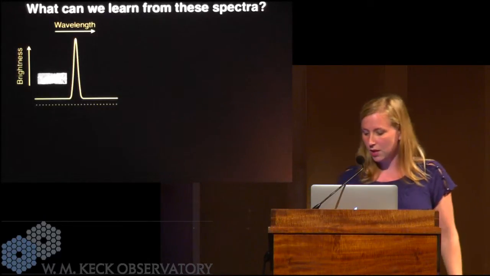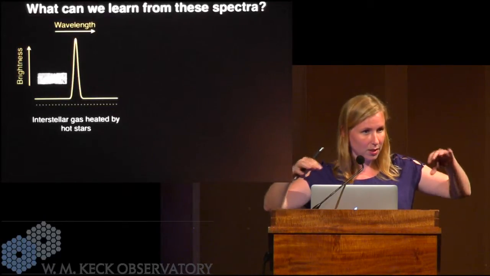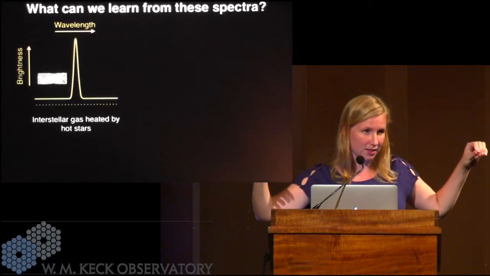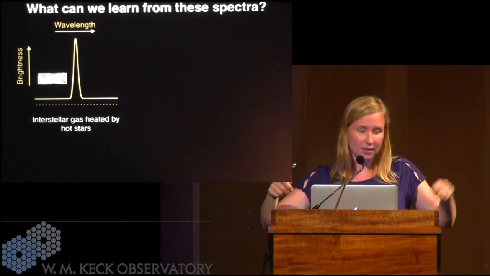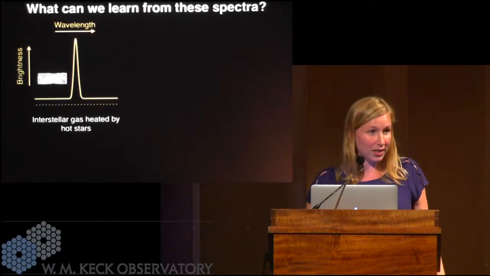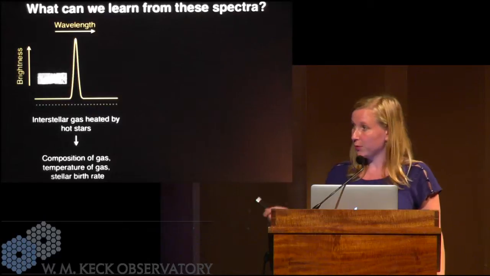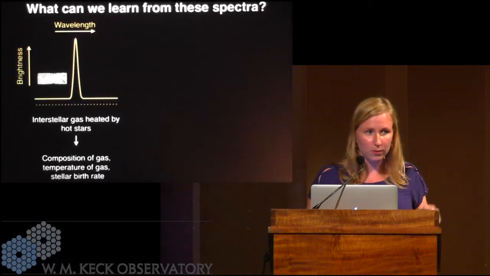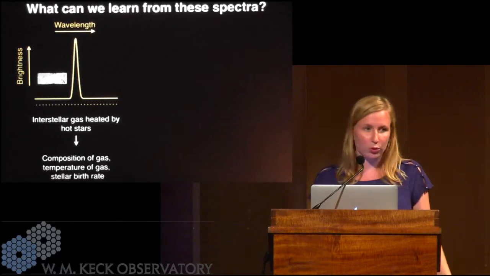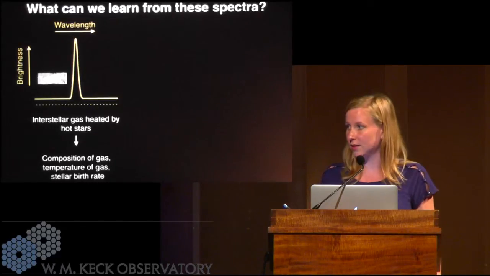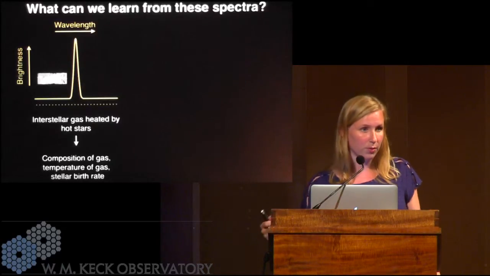So what can we learn from this? Well, these lines come from interstellar gas heated by hot stars. So this is the gas in between the stars in these very distant galaxies. The very hot stars are heating this gas, and that heated gas is causing this line. And that is great, because that is telling us a lot about what's going on in this very distant galaxy. We can, for example, learn what this galaxy is composed of, in particular what the gas is composed of. We can learn about the temperature of this gas, and we can learn about how many stars are actually being formed in this galaxy, because you need these hot stars to heat the gas. So from that, we can derive what the stellar birth rate is.